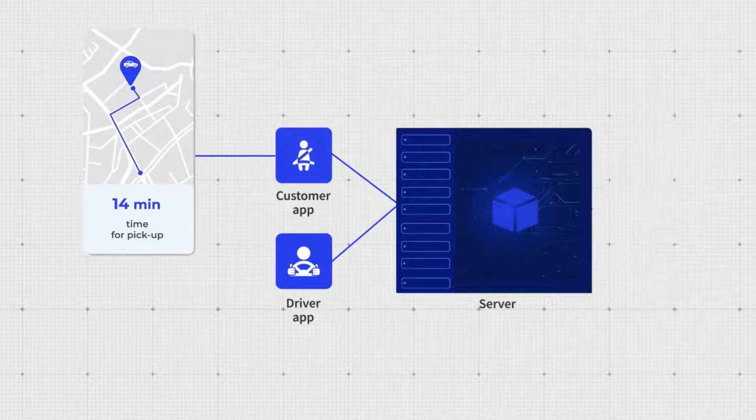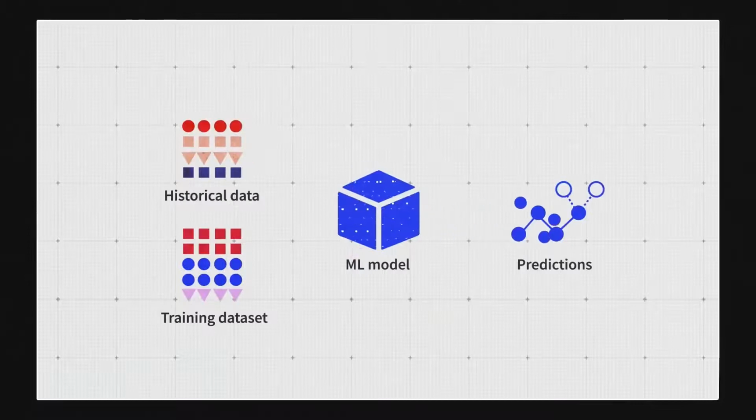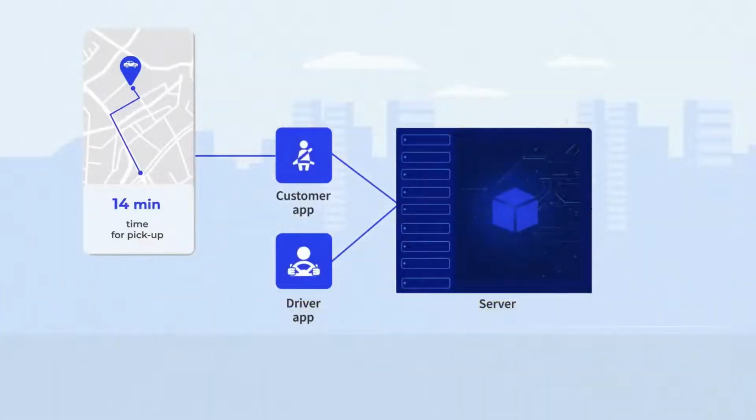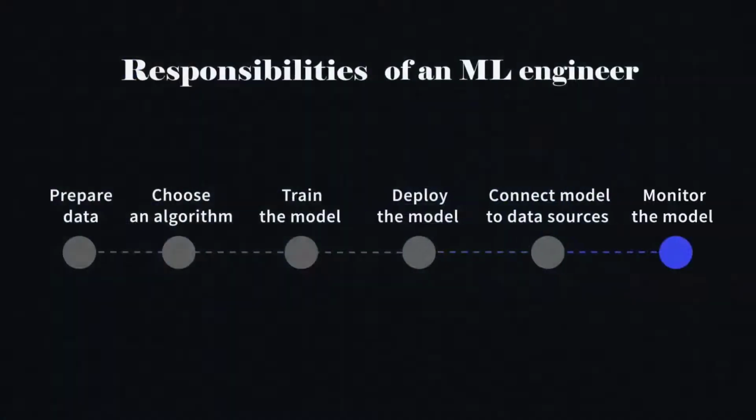But here is another problem. Remember, we tested the model on historical data, but how well does it work in real-life conditions? You need to track its performance. And this is one of the main concerns of a machine learning engineer: model performance monitoring and evaluation.